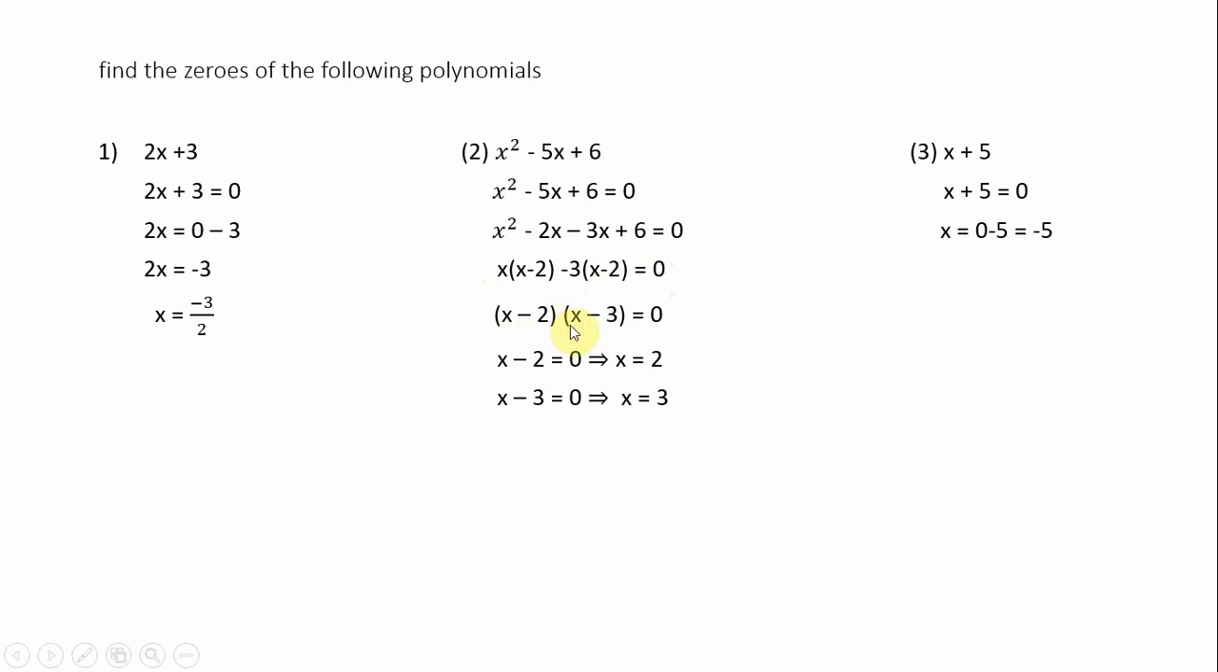So x minus 2 and x minus 3 both are equal to 0. So individually you can equate that with 0. x minus 2 is equal to 0, implies x is equal to 2. Now x minus 3 is equal to 0 implies x is equal to 3. This is how you have to find the zeros of the polynomial. When you substitute 2 in the polynomial, you are going to get 0. When you substitute 3 in the polynomial, then also you are going to get 0.